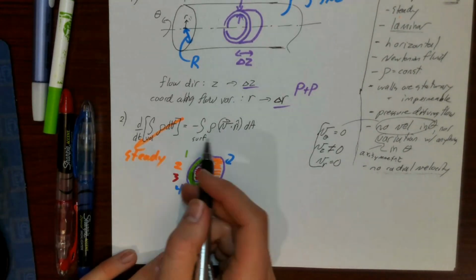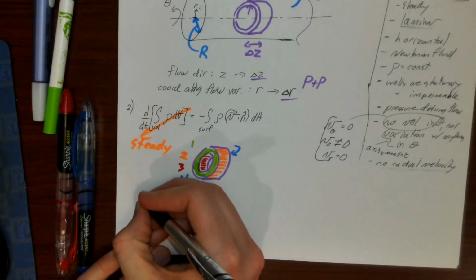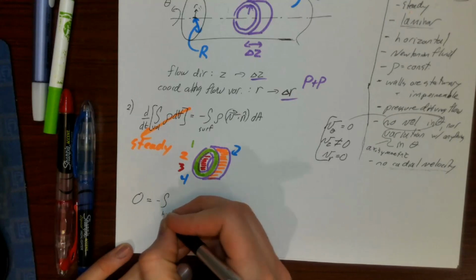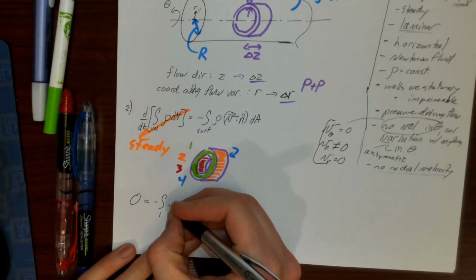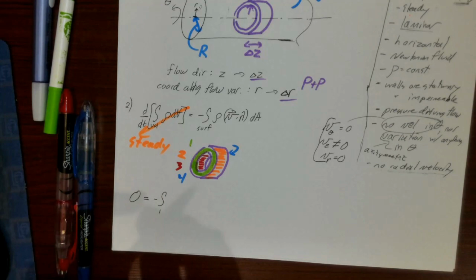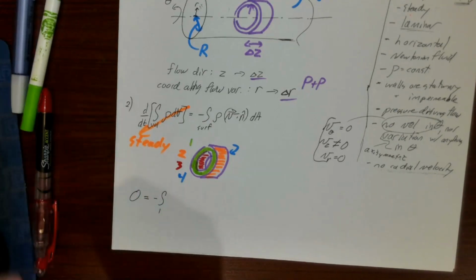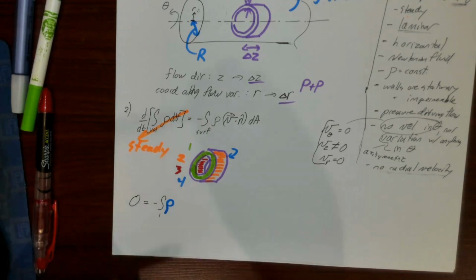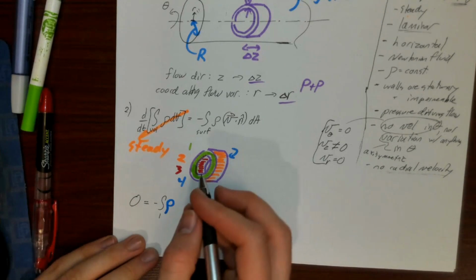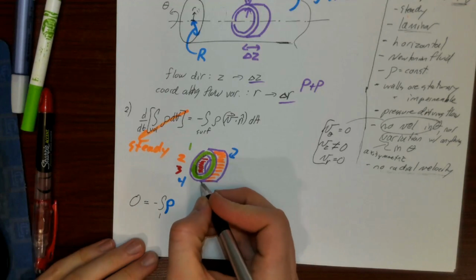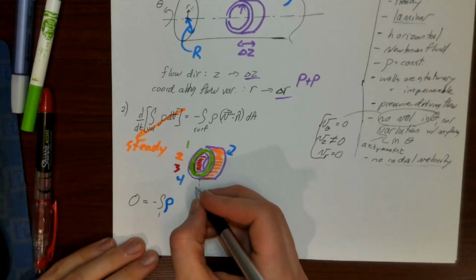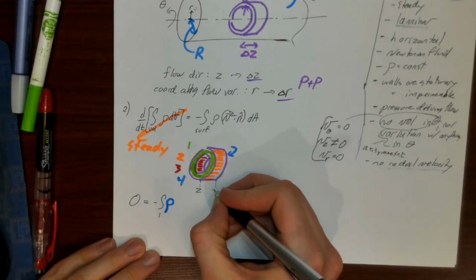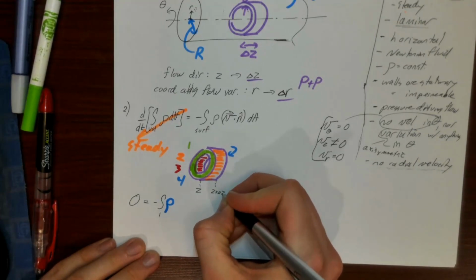So let's do conservation of mass. We have 0 is equal to minus an integral over surface 1 of rho, which we're assuming is a constant, times v dot n dA. This surface 1 we're assuming is at some position z, and surface 2 is at z plus delta z, right?